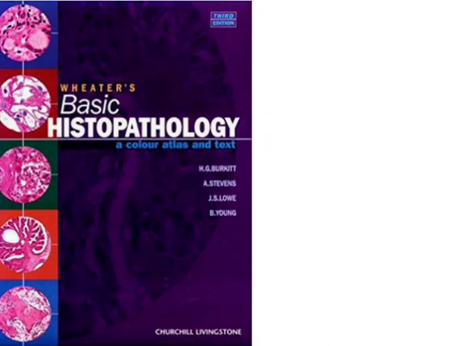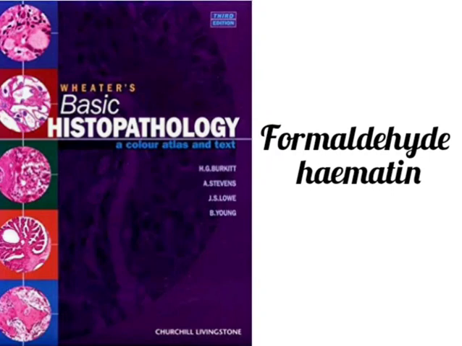Next question. Formalin pigment in tissue is due to the formation of dash. The answer is formaldehyde hematin. Formalin pigment in tissue is due to formaldehyde hematin.